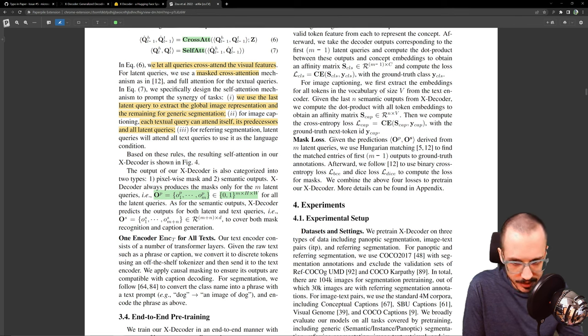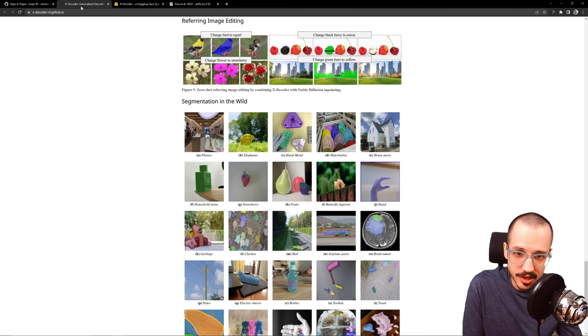0 means not part of this object, 1 means part of this object. So for every pixel in that mask, you're basically saying, is this part of the owl or is this not part of the owl? And that's what a mask would look like.